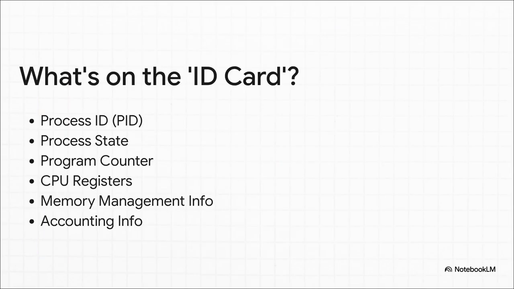So what's actually on this digital ID card? Well, it's got a unique process ID, the PID, so it doesn't get mixed up with anyone else. It keeps track of its current state. Is it running, waiting, what's it doing? It also holds the program counter, which is basically a bookmark that tells the CPU exactly which line of code to run next. And it saves the CPU registers, which are like the process's short-term memory. It is, for all intents and purposes, the complete personnel file for our busy little process.